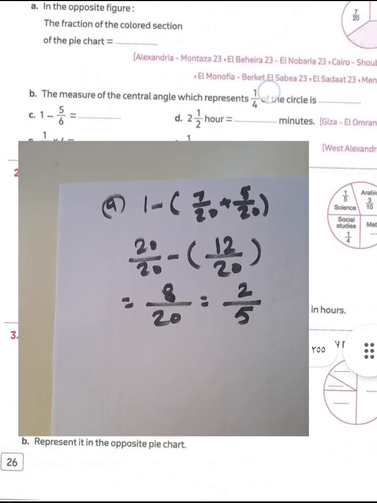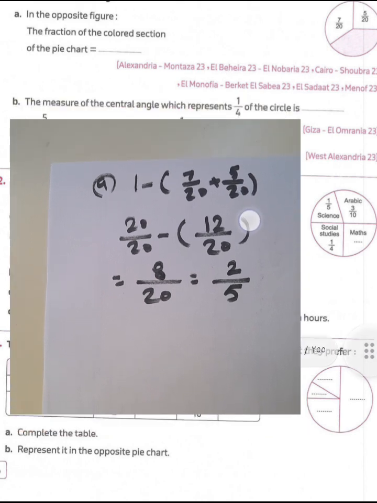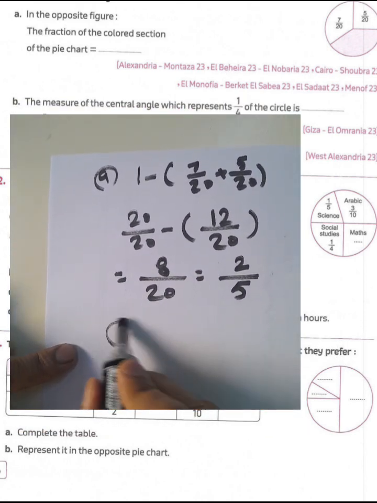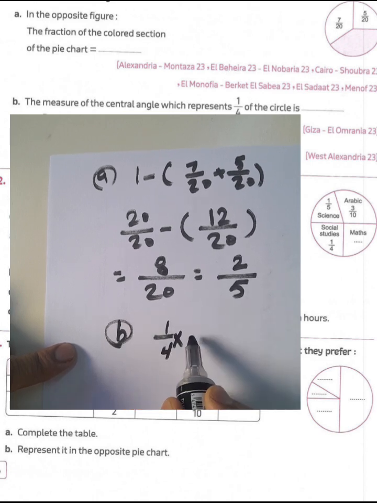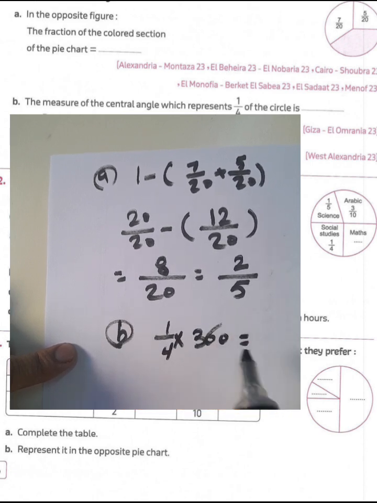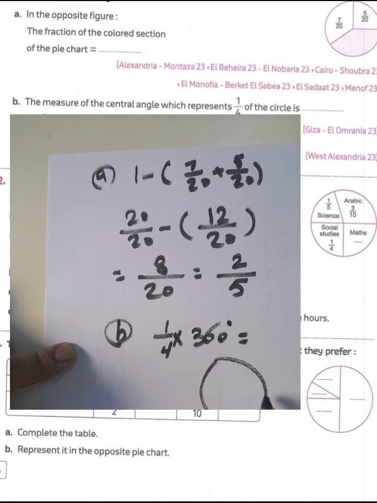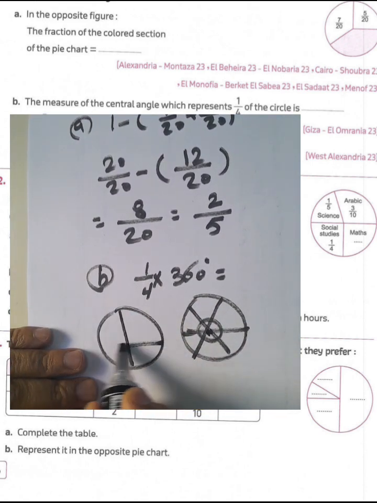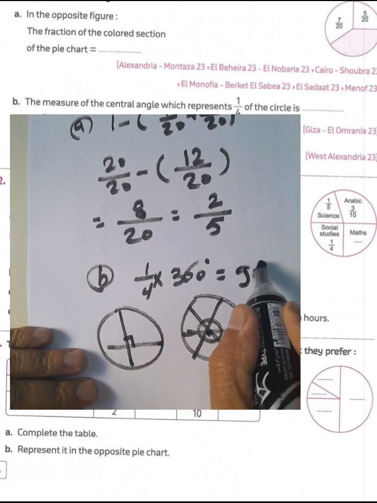Question letter B, the measure of the central angle which represents a fourth of the circle will be 90 degrees, because four times 90 is 360, the sum of all angles accumulated at the center point in the circle. If you want to find the fourth of the circle, it will be 90 degrees.